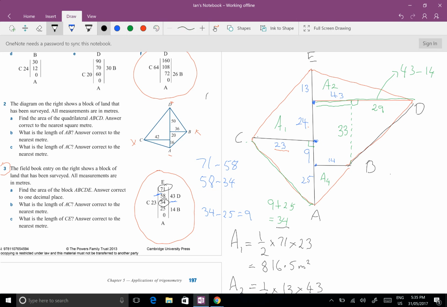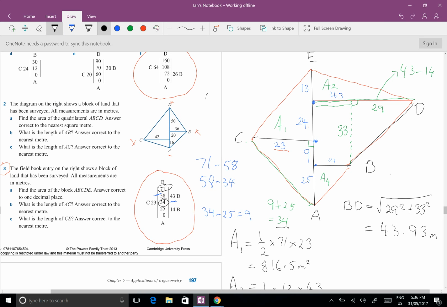Now it's easy. Now I just go BD by Pythagoras equals the square root of 29 squared plus 33 squared. And the square root of 29 squared plus 33 squared is 43.93 meters. Now that's not part of the questions that they asked, but that is one that you will definitely see in an HSC and that we're going to have a look at some of the examples tomorrow.